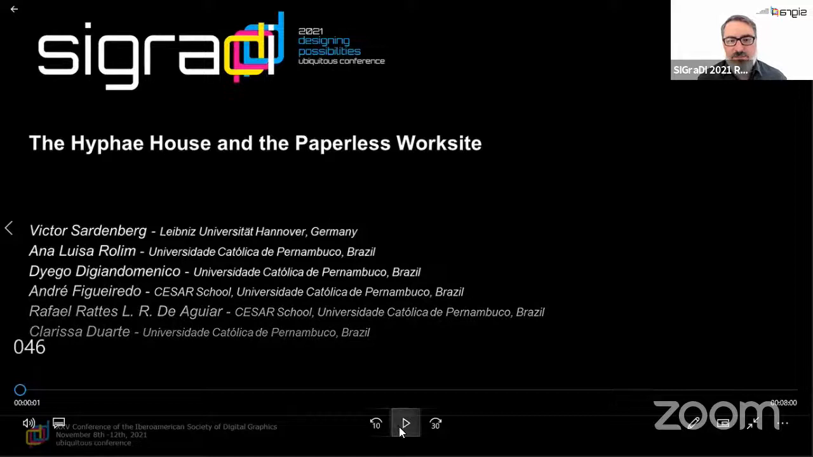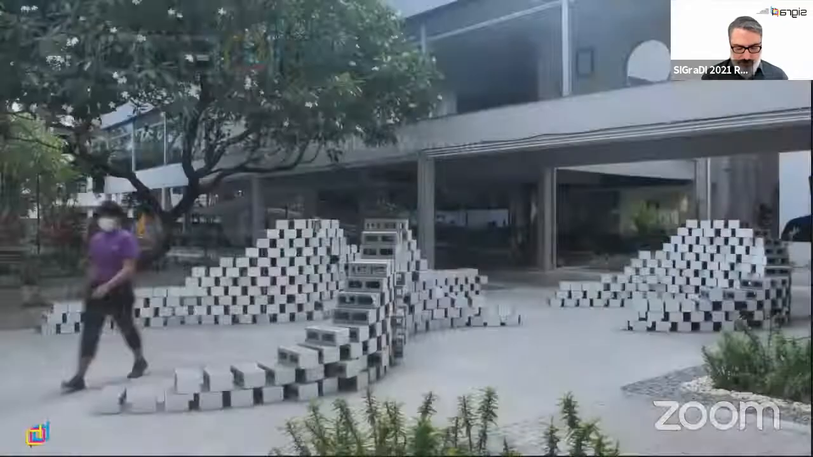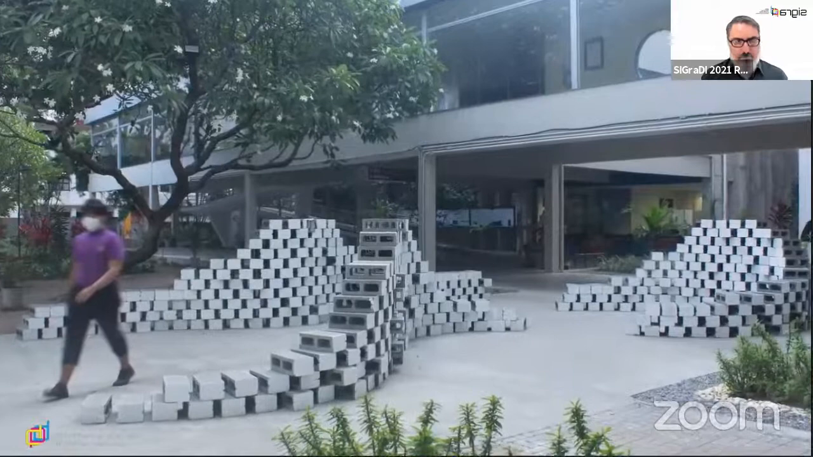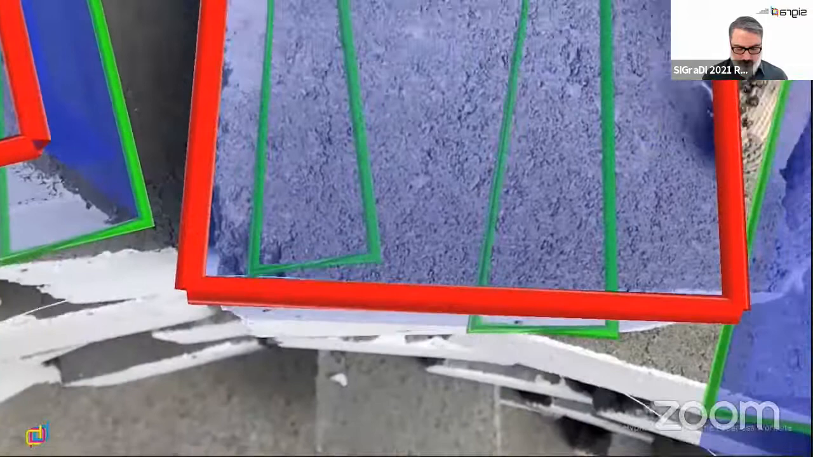Hello, we're presenting the paper, The Hyphy House and the Paperless Worksite. We speculate on collaboration methods between machines and humans on the construction site and discuss the potential limitations encountering the design and construction of a one-to-one scale prototype named the Hyphy House, which was built without printed construction drawings. These drawings were replaced with AR, augmented reality, via smartphones.